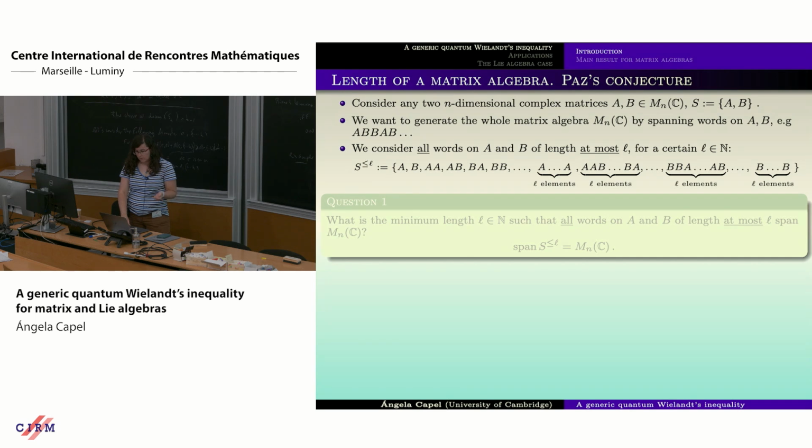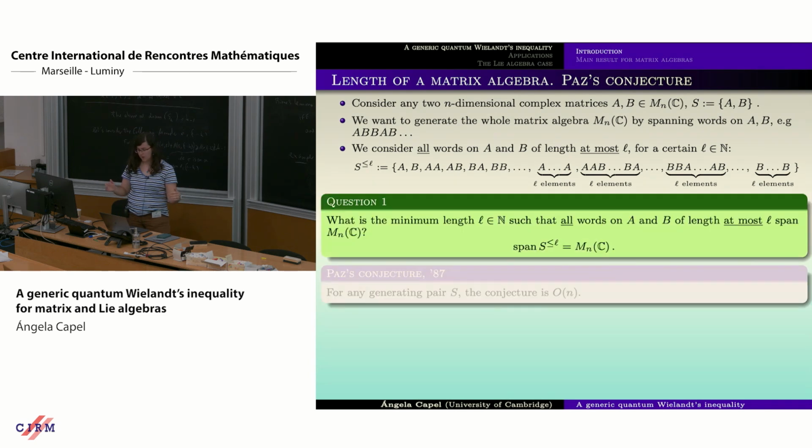And of course, one question that we can wonder is, if we are promised that at a certain point we are actually generating the whole matrix algebra, when can we stop? So what is the minimum length such that all words on these two matrices A and B of length at most L span the whole matrix algebra? Okay, this is a very natural question.